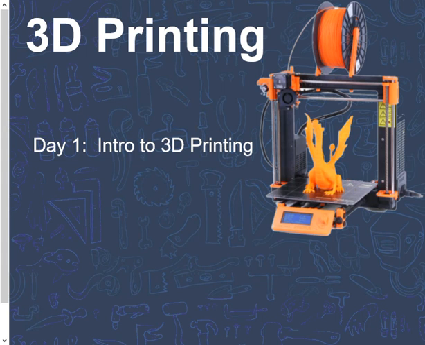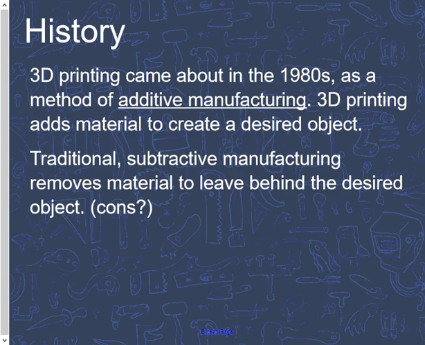Otherwise, here we go. The history of 3D printing. 3D printing became a reality in the late 80s as a method of what's called additive manufacturing. 3D printing works by adding material to create the desired object. Traditional manufacturing uses what's called subtractive manufacturing, and that's where you start with a block of raw material and you chew away what you don't want.